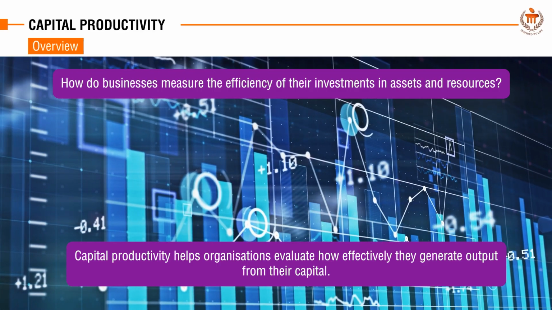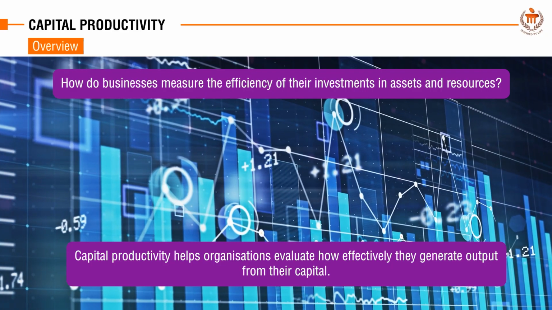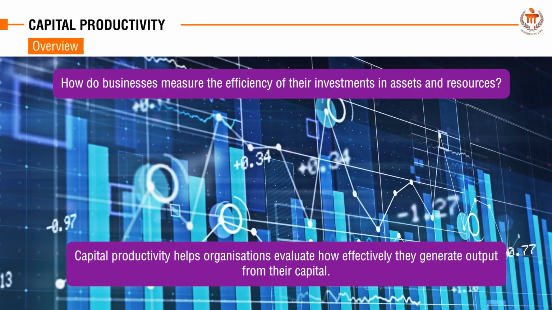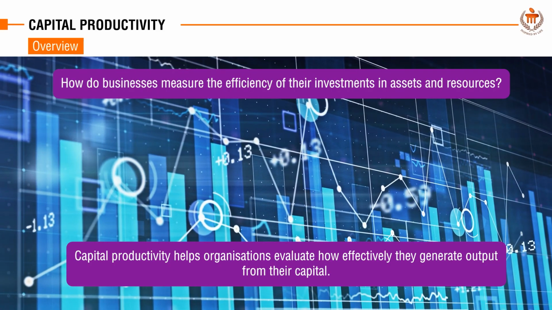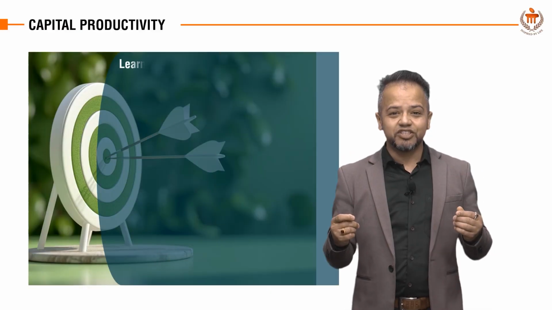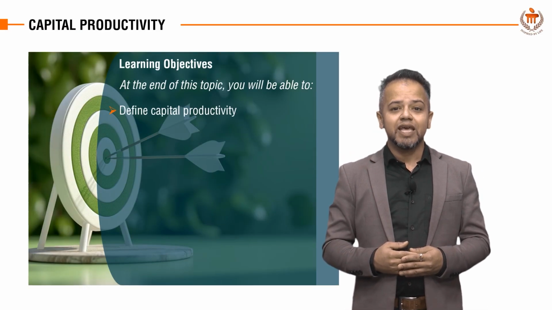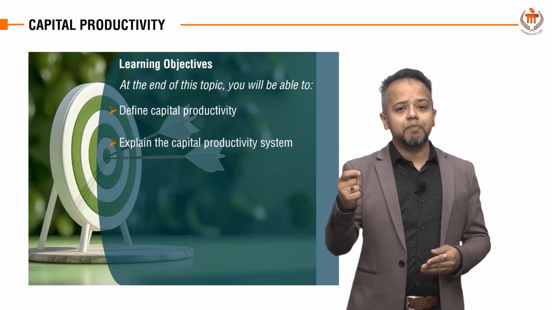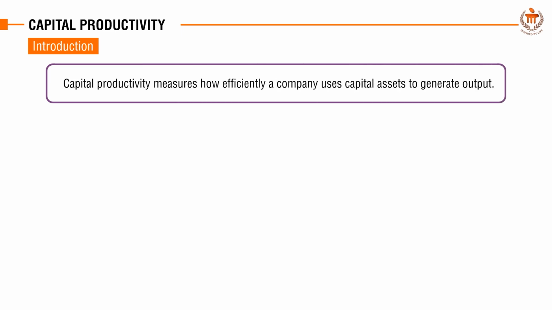In today's session, we will explore what capital productivity means, why it's crucial for financial decision making, and how a capital productivity system can streamline this process. Are you ready? At the end of this topic, you will be able to define capital productivity. You'll be able to explain the capital productivity system. Before moving ahead, let's first understand what capital productivity is.